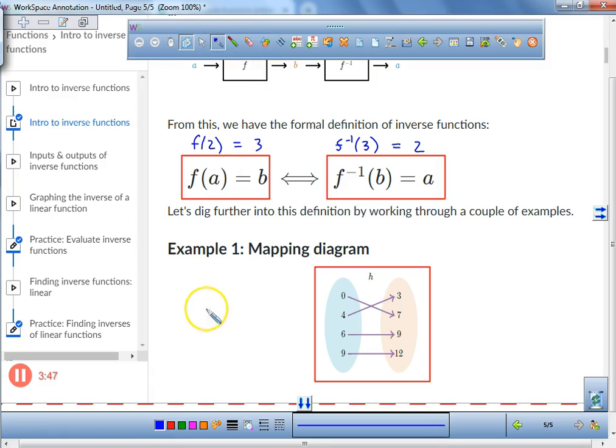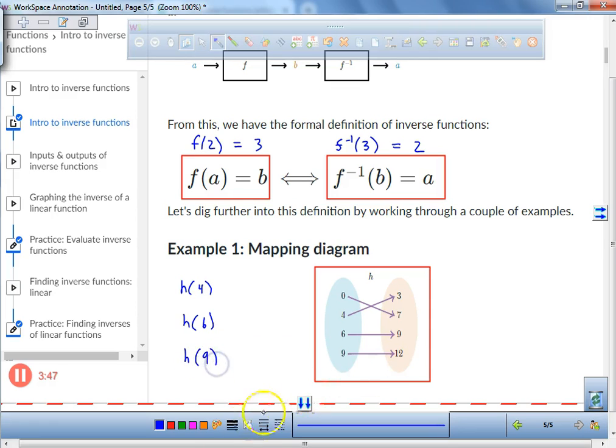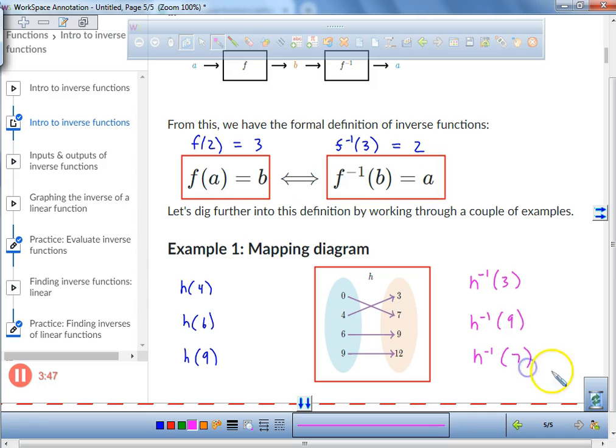So I'm going to give you some practice problems here, all right? I'm going to say, what is h of 4? What is h of 6? And what is h of 9? And then over here, I'm going to say, what is the h inverse of 3? What is the h inverse of 9? And what is the h inverse of 7? All right, so write those down. All right, pause the video.